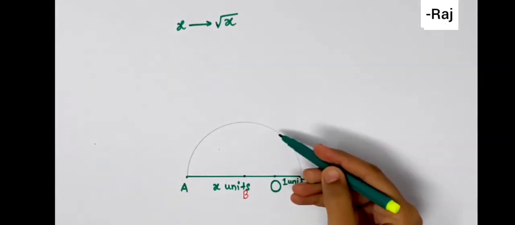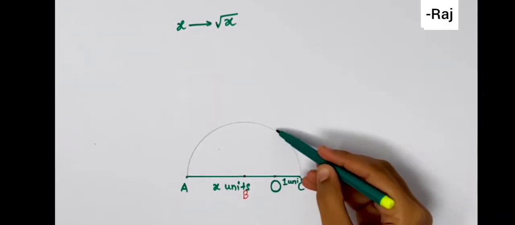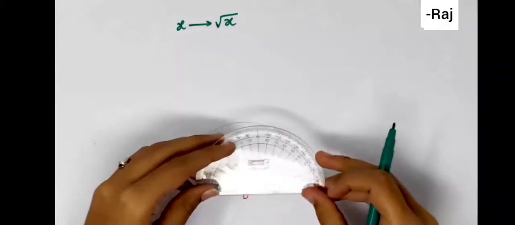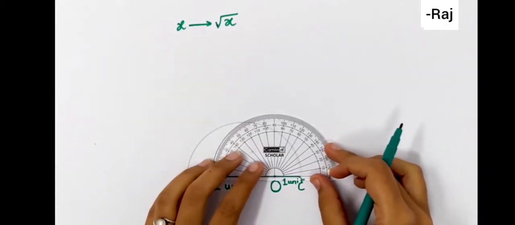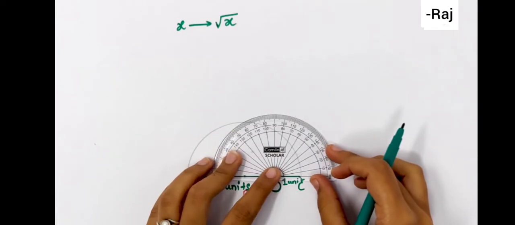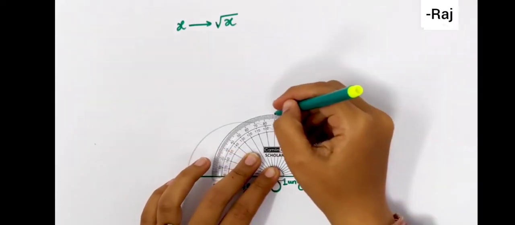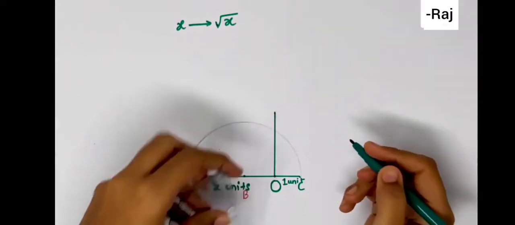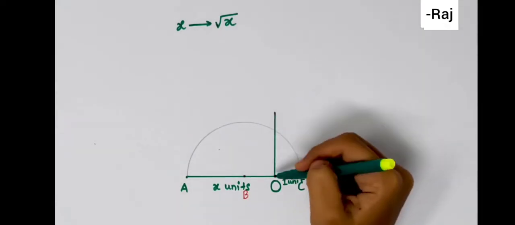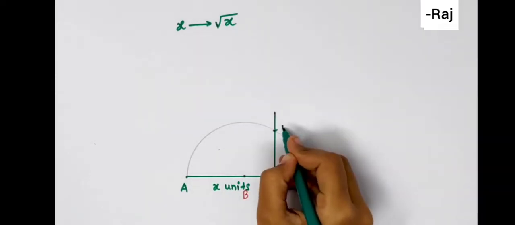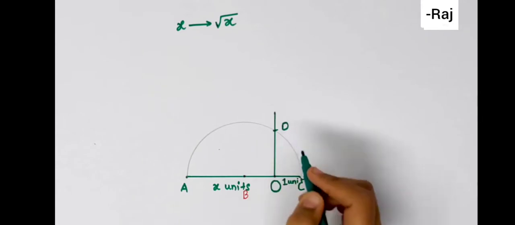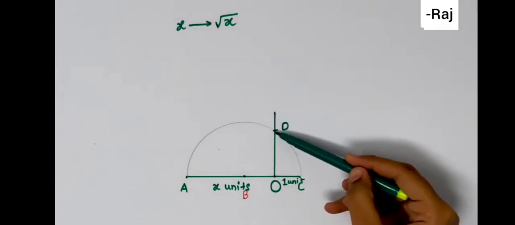Now what we have to do is, from O we have to draw a perpendicular which cuts the semicircle. We can do that using a protractor. So 90° here, we will join it. Let us call the point D.